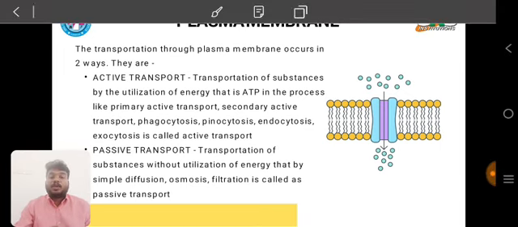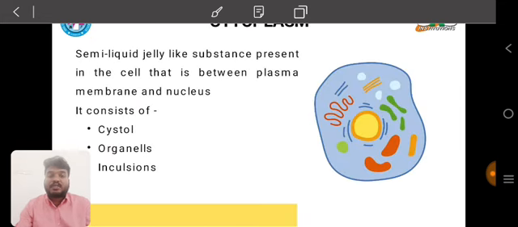Passive transport is the transportation of substances without the utilization of energy, that is, without the utilization of ATP. It occurs by simple diffusion, osmosis, and filtration, and is called passive transport.